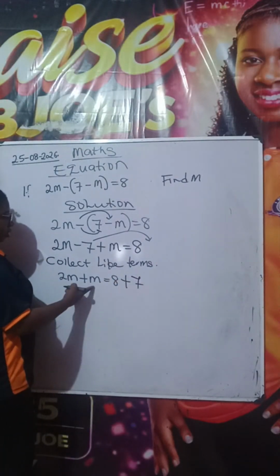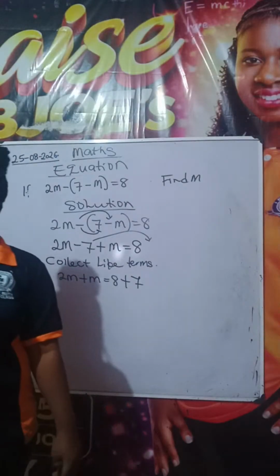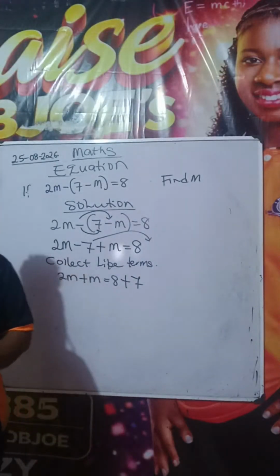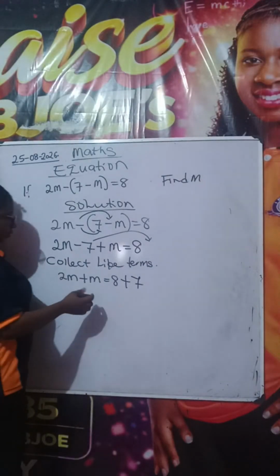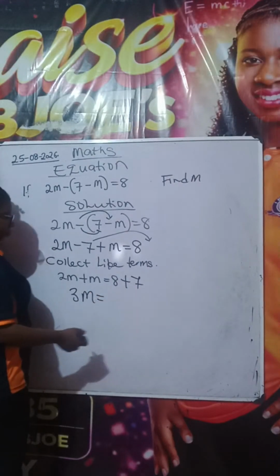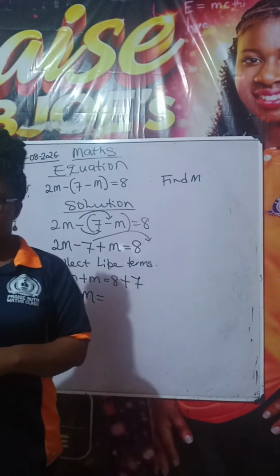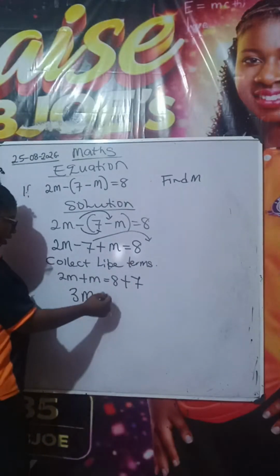So 2m plus m, what do we have? All the m added together, and that will be 3m equals to 8 plus 7. So when you add it, 8 plus 7 will give us 15. Correct. So we have 15.